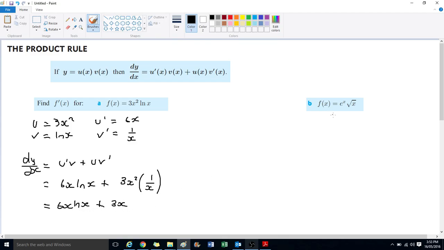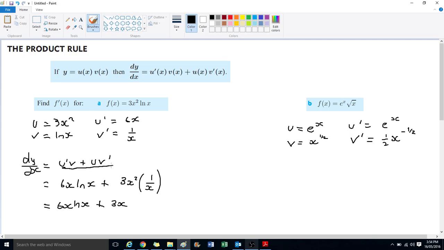Okay, we can do the same thing up here for the second one. We've got the function of x is equal to e to the power of x times the square root of x. So let's say u is e to the power of x. Now v is going to be the square root of x. I'm just going to write it as x to the power of a half, because that's how we like to deal with it, which means u dash. Now remember, the derivative of e to the power of x is just e to the power of x. And now the derivative of x to the power of half is going to be half x to the power of minus half.